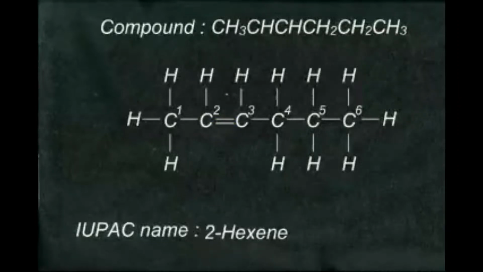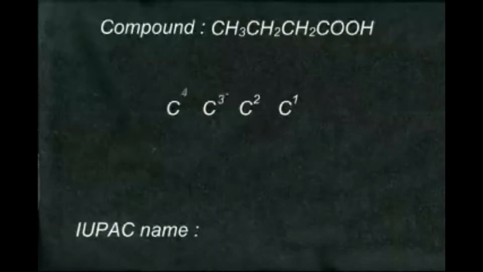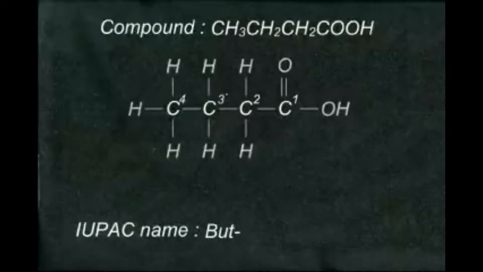Let's take one final example now. CH3, CH2, CH2, COOH. What is the number of carbon atoms in this compound? Right, it's 4. Therefore, the base name of the compound will be but. Now, since this compound is also a saturated compound, suffix "ane" will be added to but.